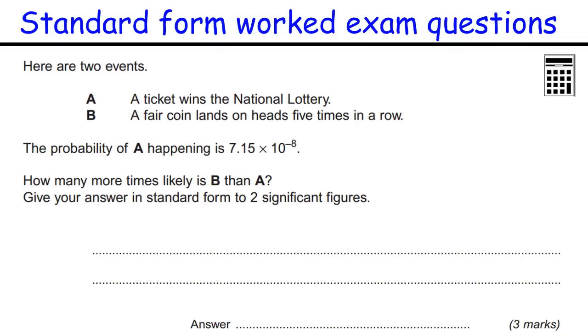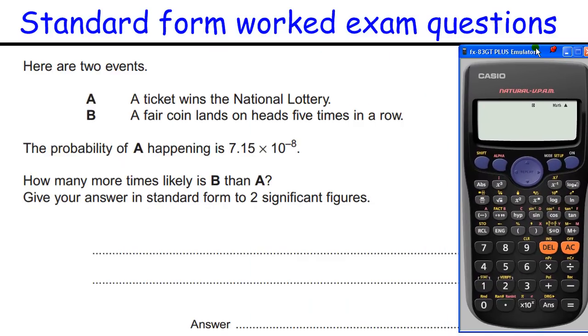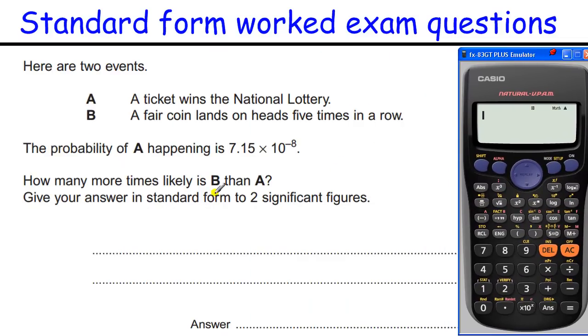Okay, first of the calculator questions. Now, this is actually a mixture of standard form and probability. A fair coin, a ticket lands and wins a national lottery is this probability.